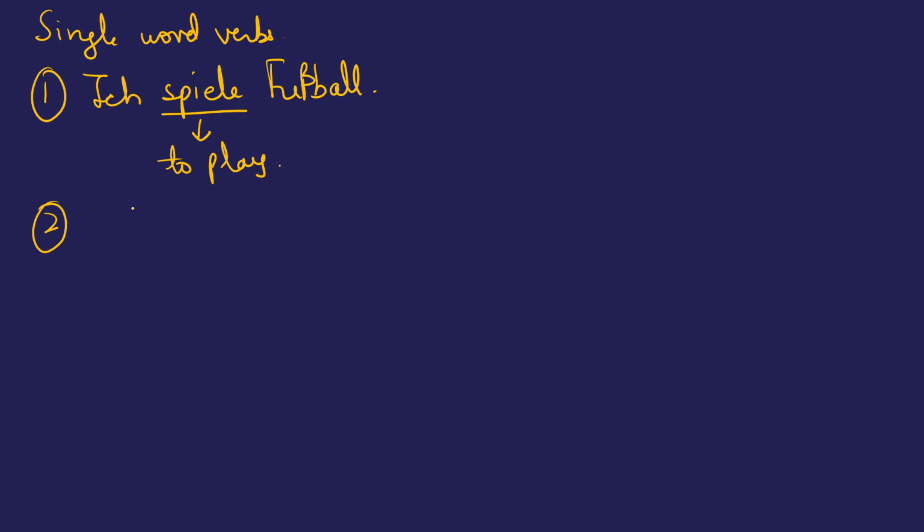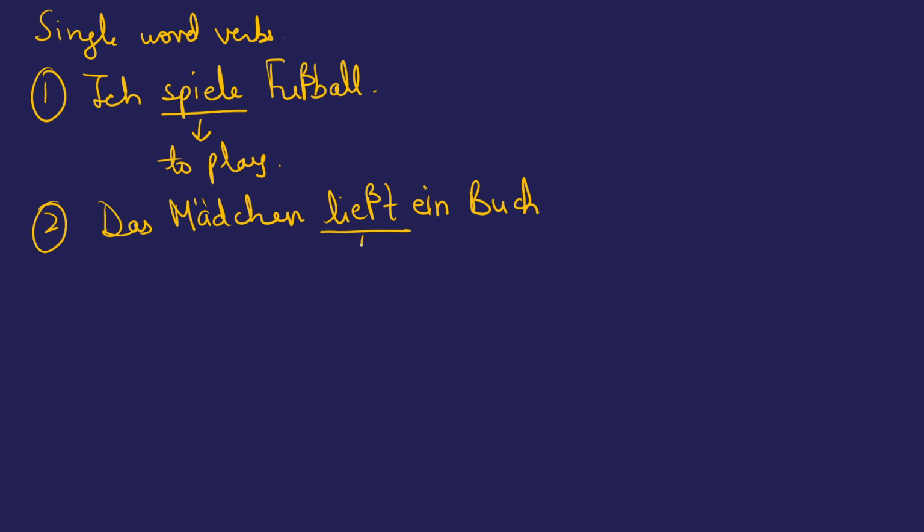Another example, das Mädchen liest ein Buch, which means the girl reads a book. Here liest is a conjugated form of the verb lesen, which means to read.